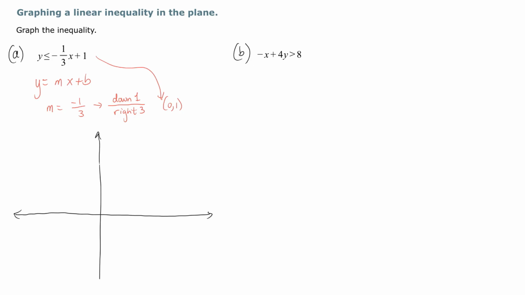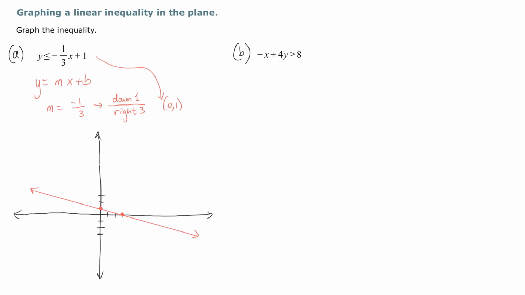Do the best you can. You want to first plot the y-intercept. And the y-intercept is 0, 1. The slope says go down 1 and then right 3. I'm going to put 3 marks this way, and we get another dot here. If you have a ruler, take advantage of a straight edge and plot a straight line. And so you have a straight line there that goes through those two ordered pairs.